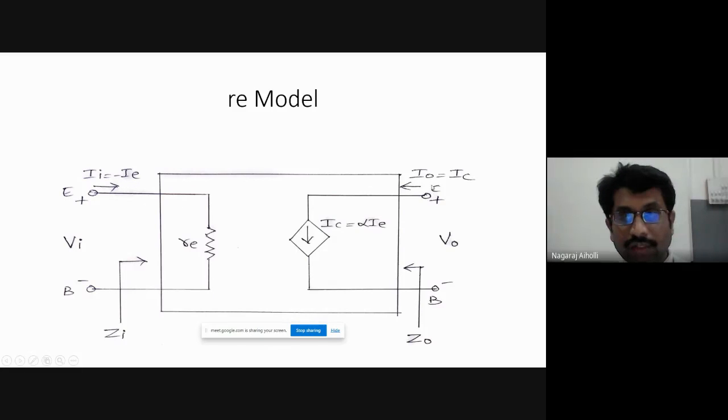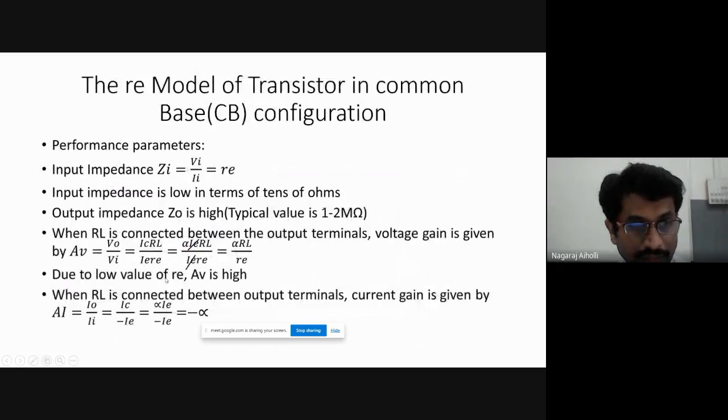Therefore, the ratio of the output to input current, that is I0 by II, is given by this equation. AI is equal to I0 by II, that is IC by minus IE. IC is alpha IE divided by minus IE. IE and IE will cancel, then minus alpha will remain. Therefore, the value of current gain for the common base transistor RE model is minus alpha.